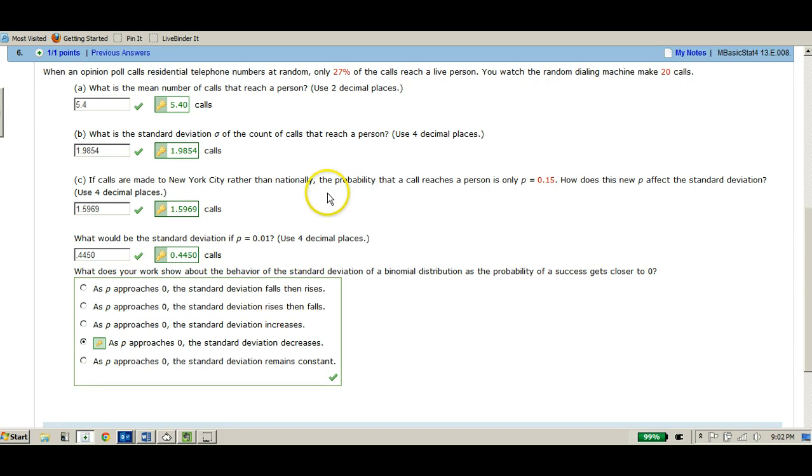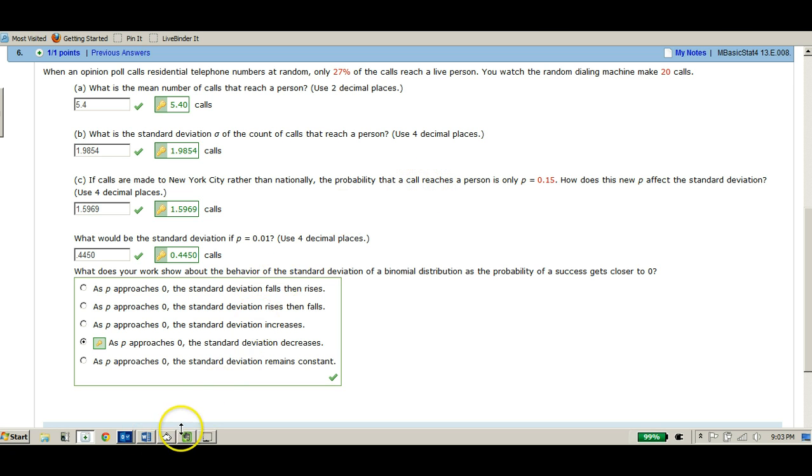Okay, this is question number 6 on the Chapter 12 pre-quiz. This is using finding the mean and the standard deviation of a binomial distribution. And in this one, when an opinion poll calls residential telephone numbers at random, only 27% of the calls reach a live person. You watch the random dialing machine make 20 calls. What is the mean number of calls that a person makes?